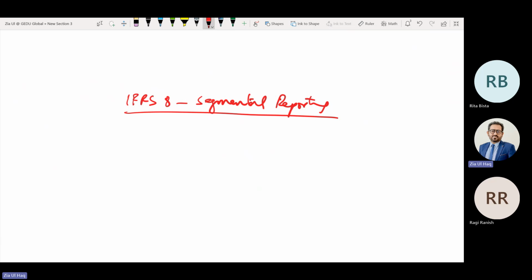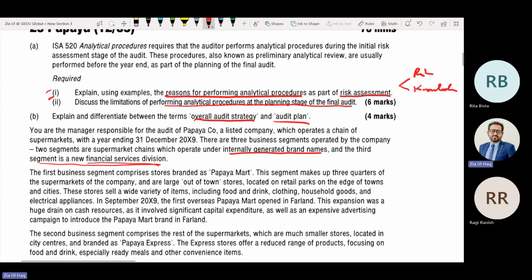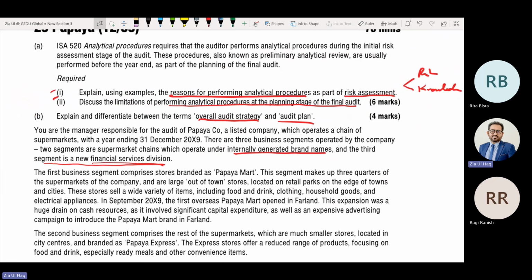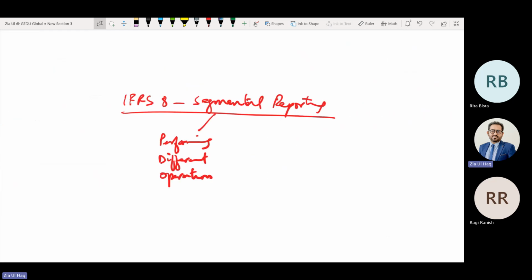A segment could be of 2 types. One is performing different operations from the rest of the business. Like mainly the company's business is supermarkets, but this financial services division, like a bank, they have opened as a segment. So this is a segment that is performing different operations. And the other type of segment could be operating in a different geographical area.